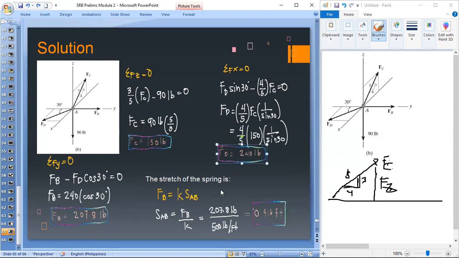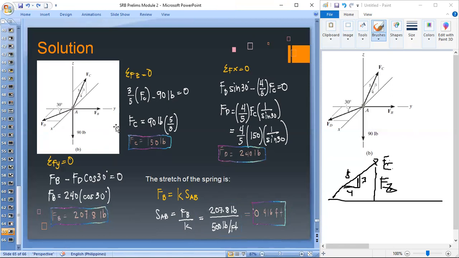So, the stretch of the spring is, so FB, di ba, yung stretch natin, given ka rin ng stiffness mo. So, you'll get FB is equals to K times your distance SAB. So, SAB, transpose lang, basic algebra, FB over K. So, given ka na ng FB, nakuha mo na siya, 207.8 pounds over your stiffness. Okay? It's equals to 0.415 feet.